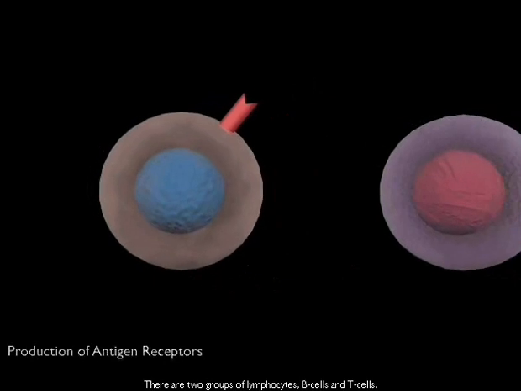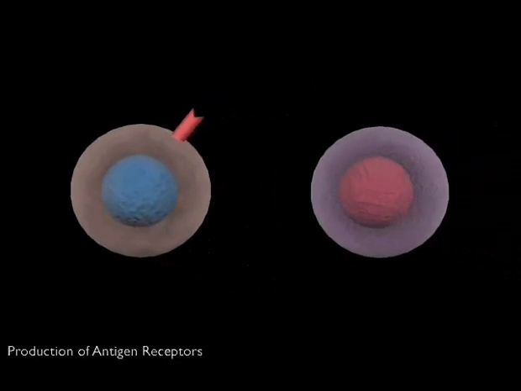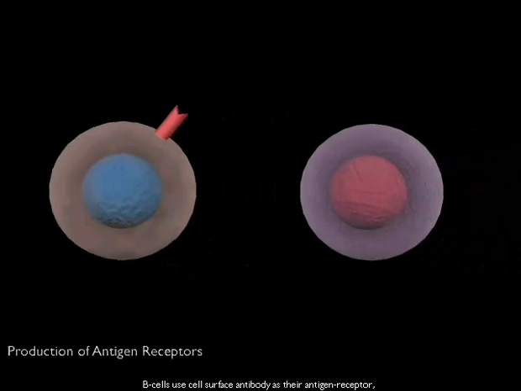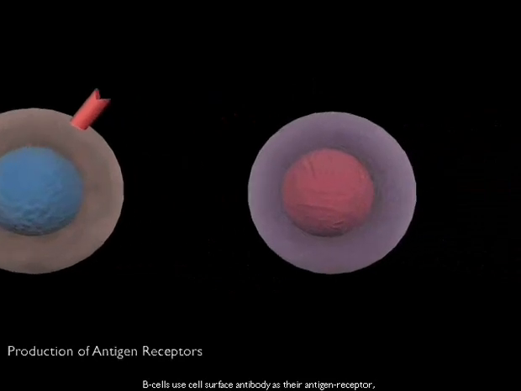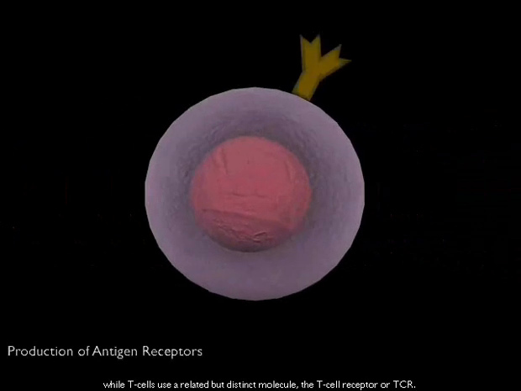There are two groups of lymphocytes, B cells and T cells. B cells use cell surface antibody as their antigen receptor, while T cells use a related but distinct molecule, the T cell receptor, or TCR.